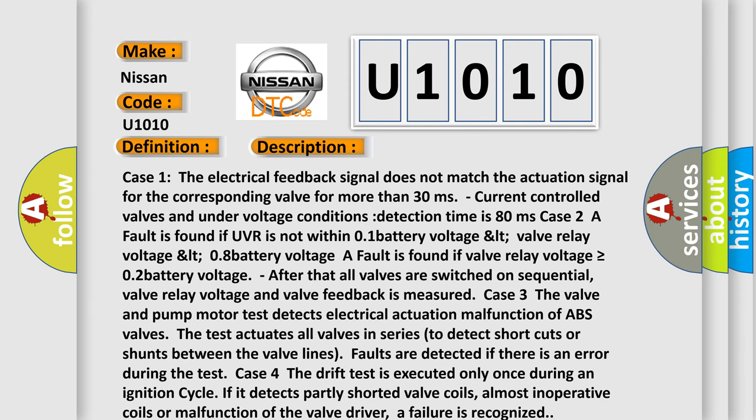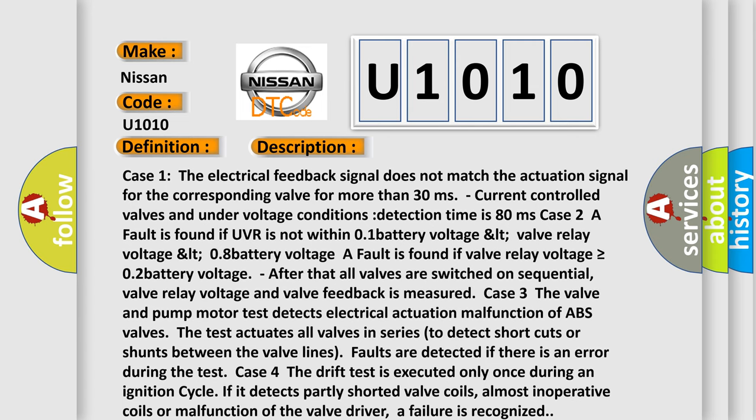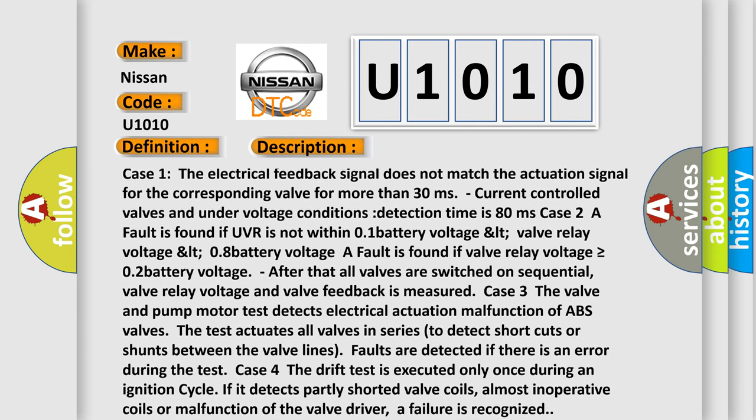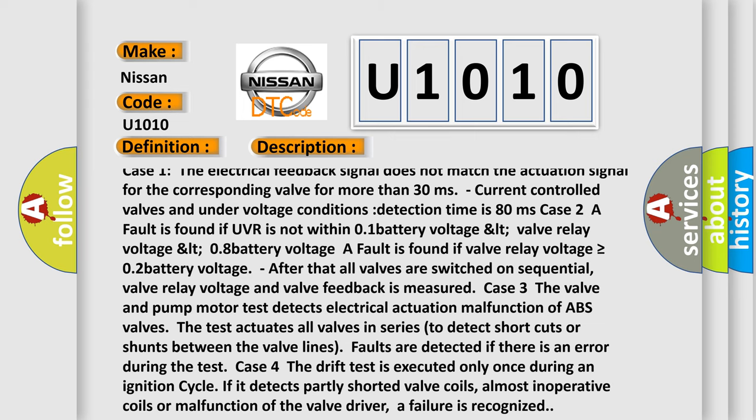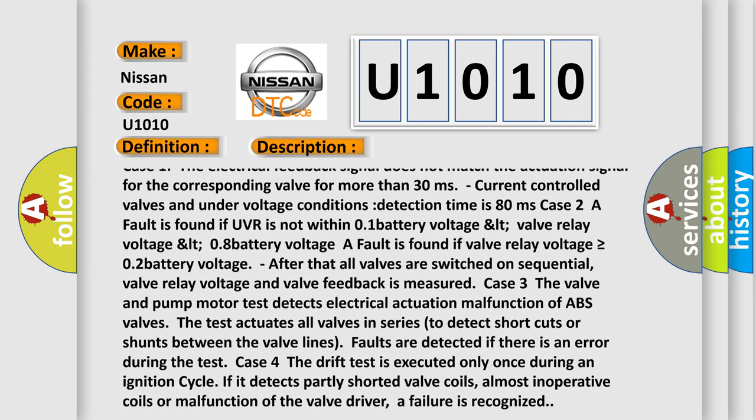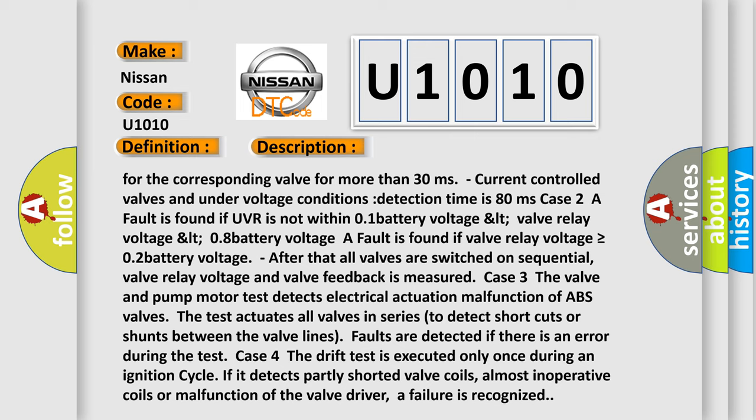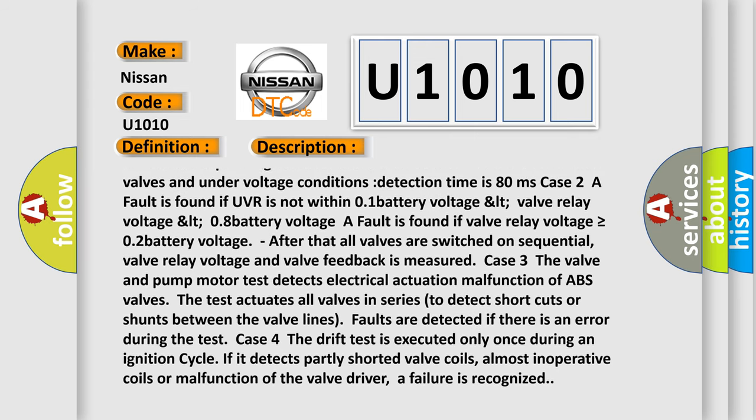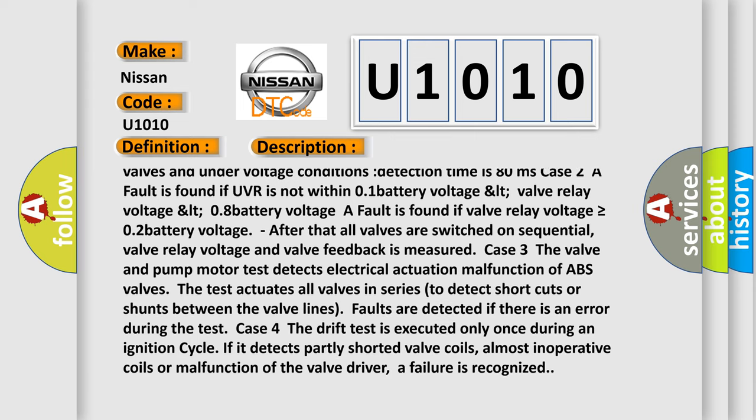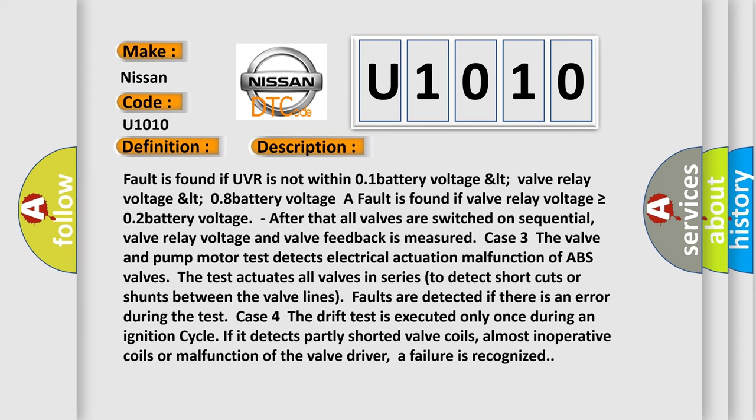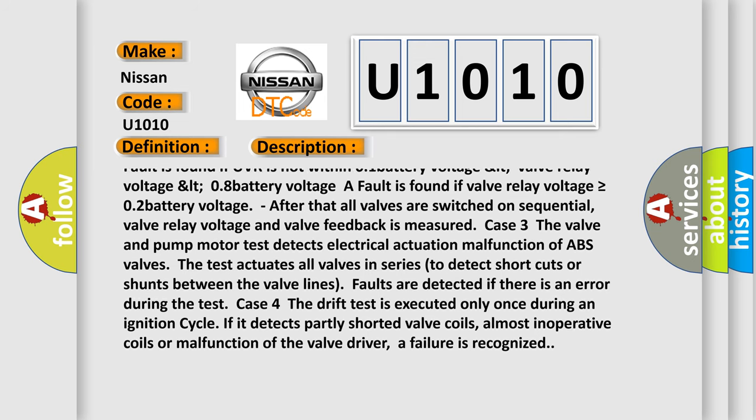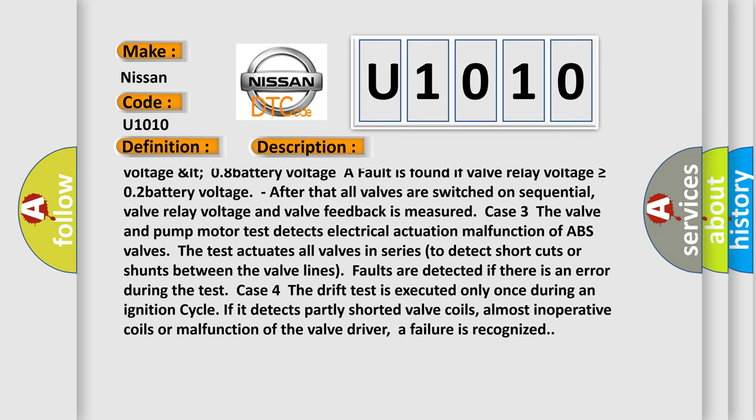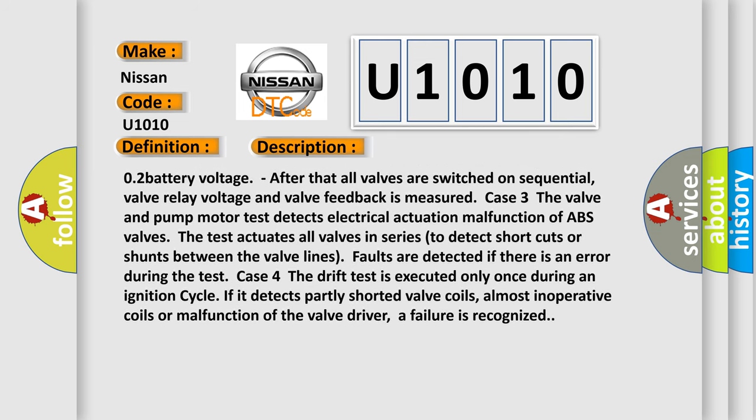Case 1, the electrical feedback signal does not match the actuation signal for the corresponding valve for more than 30 milliseconds. For current controlled valves and under voltage conditions, the detection time is 80 milliseconds. Case 2, a fault is found if UVR is not within 0.1 battery voltage < valve relay voltage < 0.8 battery voltage. A fault is found if valve relay voltage is greater than or equal to 0.2 battery voltage. After that, all valves are switched on sequentially, and valve relay voltage and valve feedback are measured.